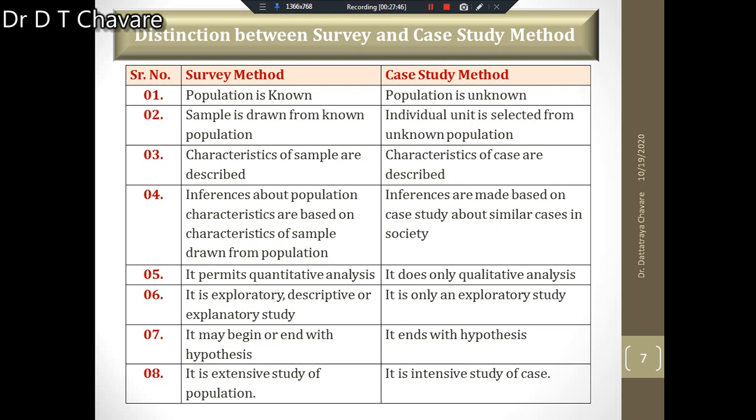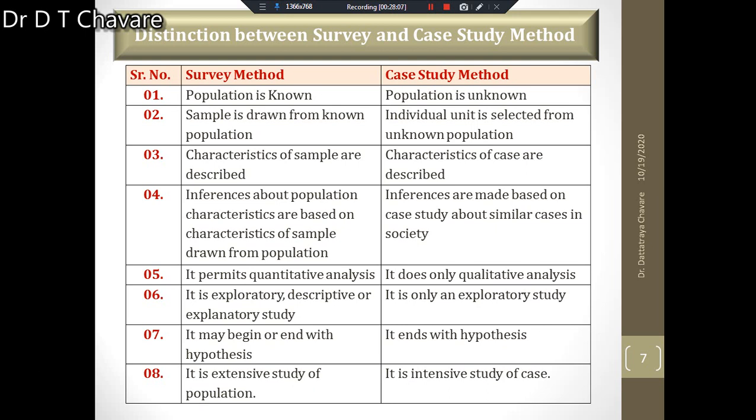Then next difference we can understand. Under survey method, inferences about population characteristics are based on characteristics of sample drawn from population. But in case of case study method, inferences are made based on case study about similar cases in the society. This is also the difference.